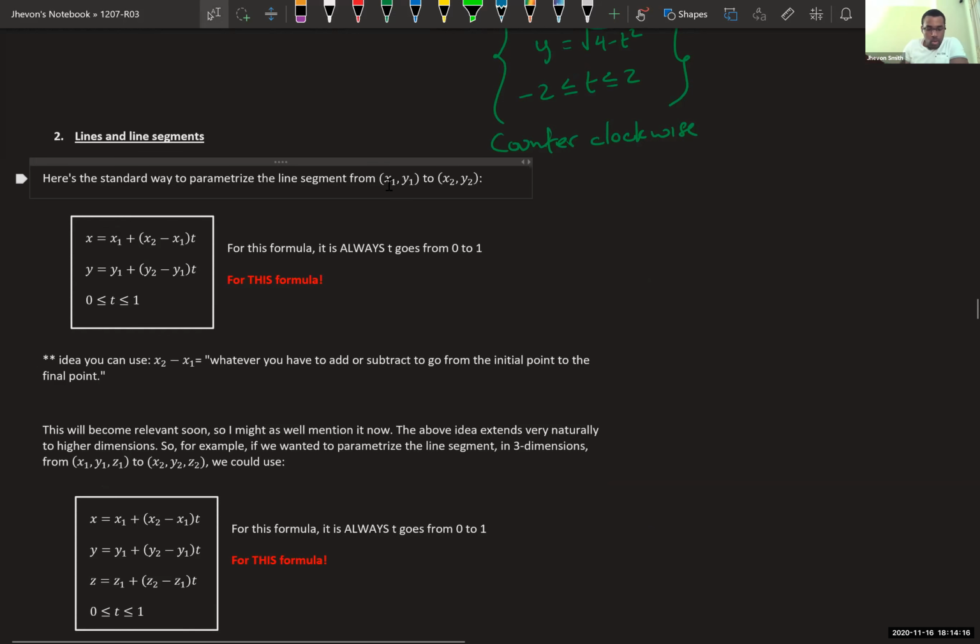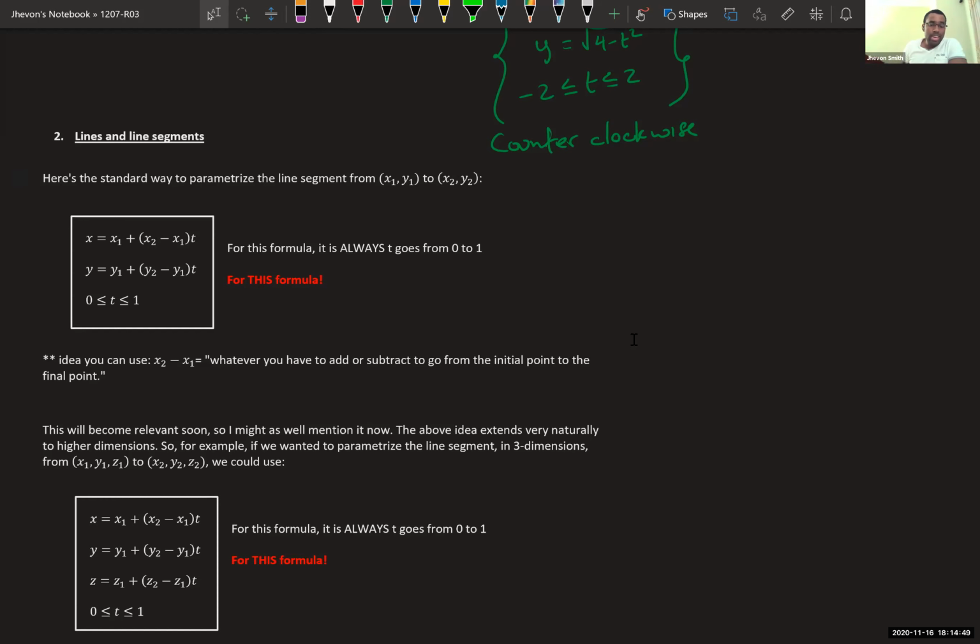Essentially, if I want to go from a coordinate x1 comma y1 to x2 comma y2, this set of parametric equations will work. For the x, it's x1 plus x2 minus x1 times t. The y becomes y1 plus y2 minus y1 times t. Notice that x1 is the initial x value. You can also think of x2 minus x1 as the difference between the final and initial point, and then you attach a t to that difference. And then you let t go from 0 to 1.